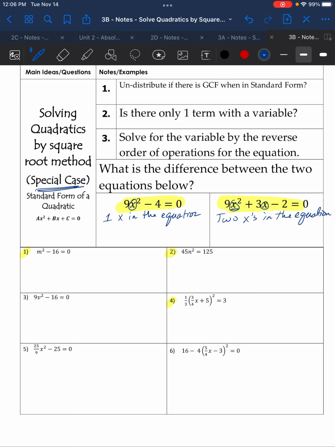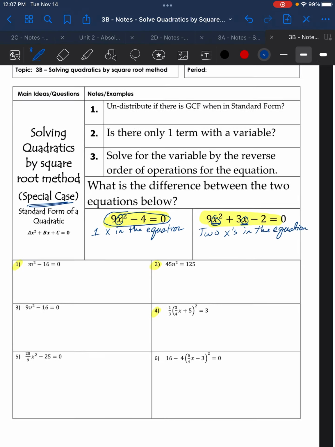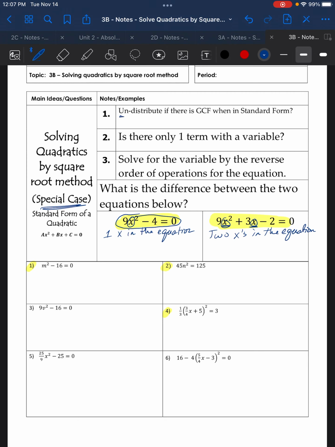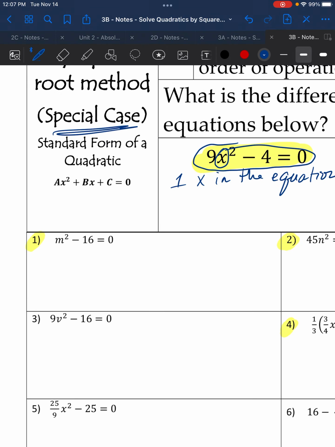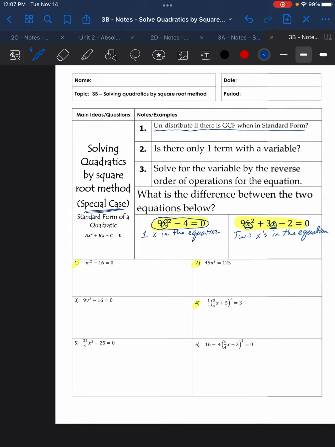When you only have one, you can solve using this special case. When there are more than one, then you have to solve by a different method, whether it's factoring or the quadratic formula. But today we are going to concentrate on when there is one x in the problem, or one variable. So like number one, we're going to solve: undistribute if there is a GCF when in standard form.